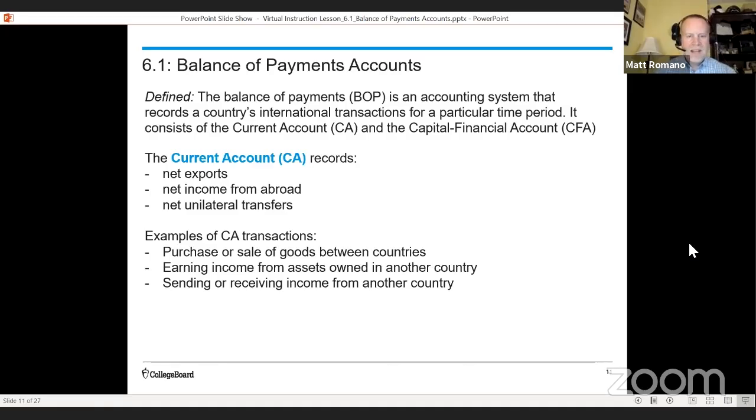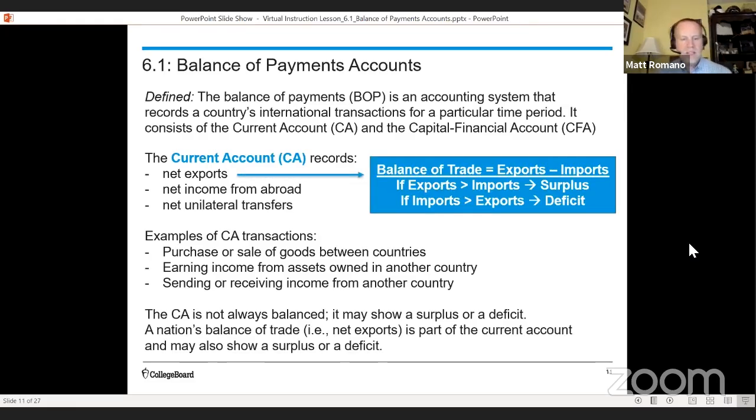A few more notes about the current account itself. We can look at the current account individually as its own entity, and it's not always balanced. If debits and credits are even, then it's balanced. But oftentimes there's either a surplus or a deficit. So the current account can run at a surplus, more money coming in, or at a deficit, more money leaving. Within the current account, we need to be aware that the balance of trade may also run at a surplus or deficit.